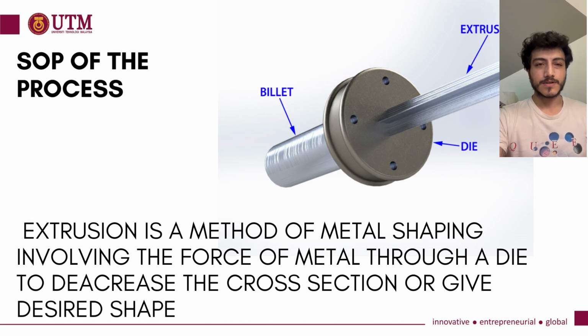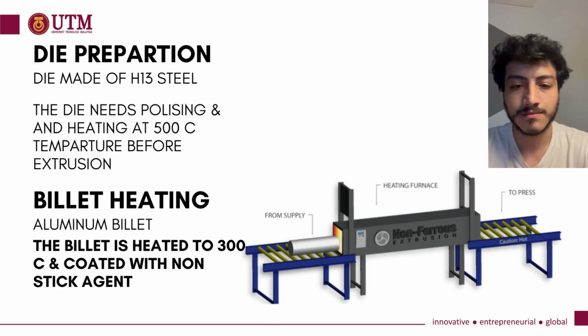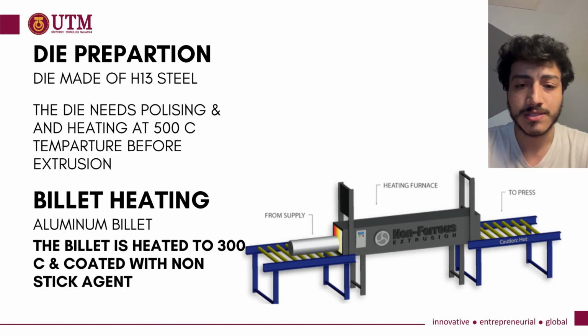The process of extrusion is a method of shaping metal by forcing it through the die using the ram. The die gives the profile of the product, which is important to meet the exact specification. The die is made of H13 steel, which is heated to 500 degrees Celsius to ensure a long lifespan of the die, and it is also polished before extrusion.